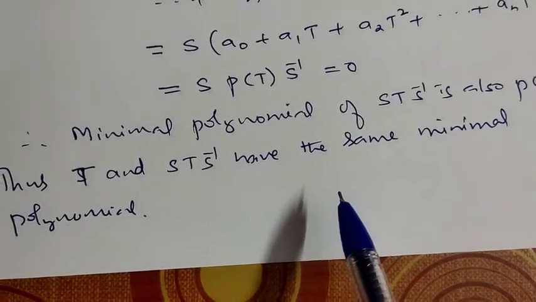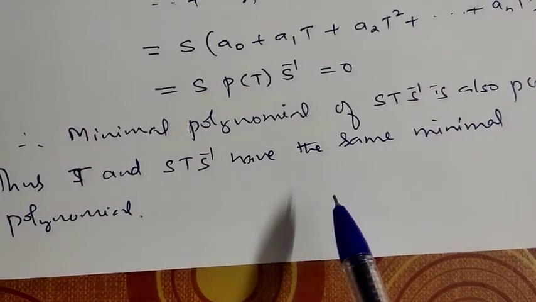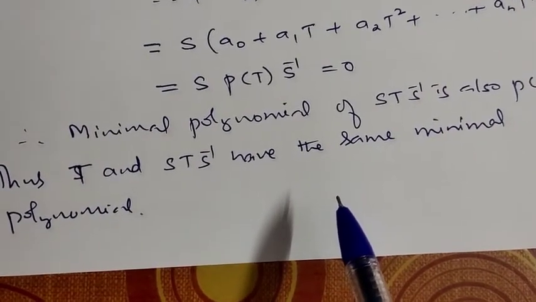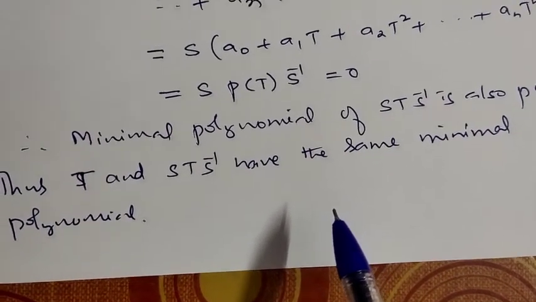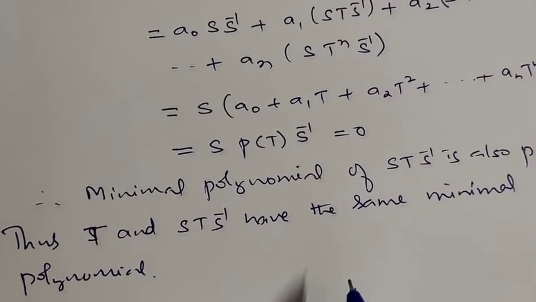Okay. So if s comma t belongs to A of V and if s is regular, then both the transformations t and s t s inverse have the same minimal polynomial. These are the few results discussed in this class.